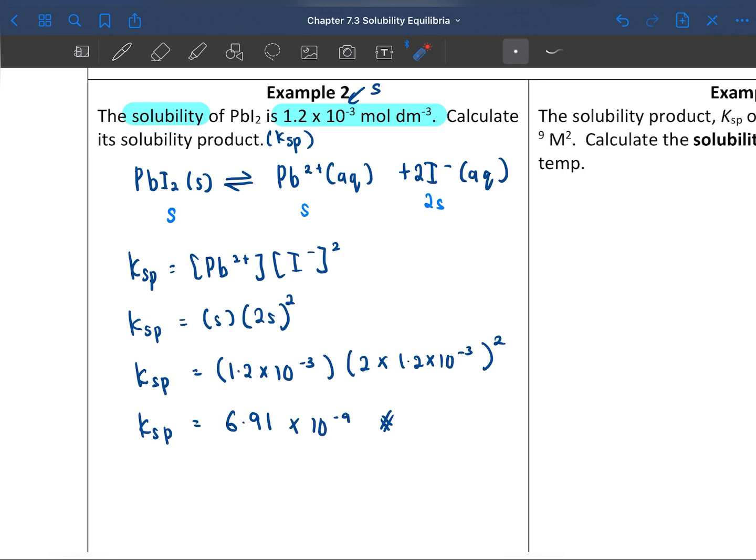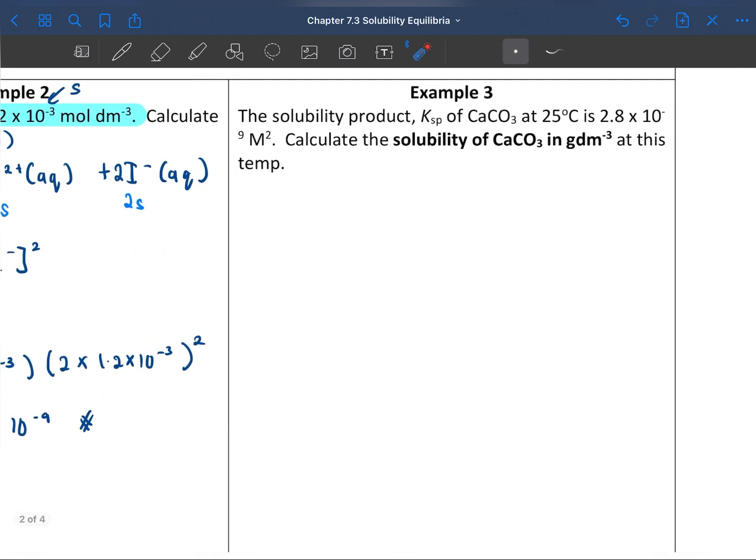Okay, simple. Alright, next we go to example 3. In example 3, the solubility product Ksp is this value. This time it is a little different. It gives us Ksp, but asks us to find the solubility of CaCO3 in gram per dm cube. So it is the reverse of before. Right now, the question gives you Ksp and wants you to find S. Earlier it gave S and asked for Ksp. So let us try this question.